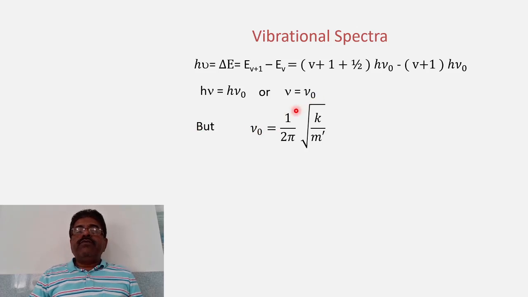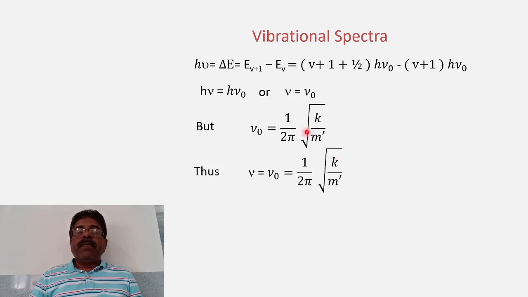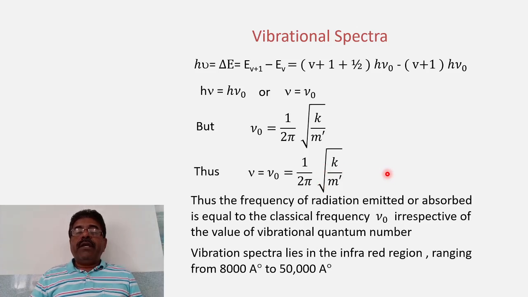But nu 0, as we have seen, the classical frequency, is given by 1 upon 2 pi into under root of k upon m dash, where m dash is the reduced mass. So from this relation, nu is equal to nu 0, which is also 1 upon 2 pi under root of k upon m dash. Thus the frequency of radiation emitted or absorbed is equal to the classical frequency nu 0, irrespective of the value of vibrational quantum number.